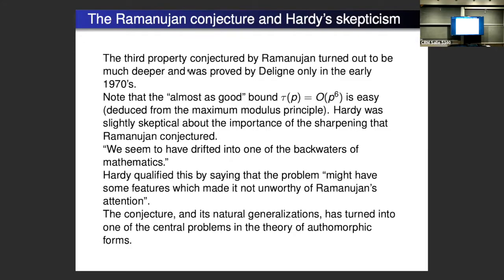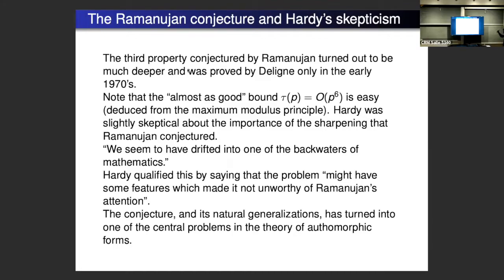And in fact, when Hardy lectured on Ramanujan, there's some book of Hardy's lectures on Ramanujan, he was slightly skeptical about the importance of this sharpening that Ramanujan conjectured. And this sharpening was conjectured by Ramanujan on the basis of these 30 values of tau n he had computed. So I think it took remarkable intuition to somehow see that the conjectured answer should be p to the 5.5 rather than p to the 6.